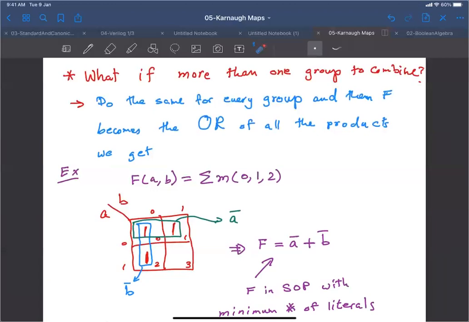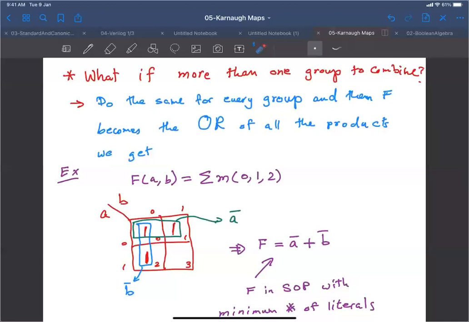Using these two rules, can I combine these three together? No. Why? It's not rectangular, and it's not a power of 2. I violated both properties here. So it is not going to work if you take, for example, 3 minterms together. It has to be a power of 2. For example, 4 is fine, 2 is fine, 1 is fine because 1 is 2 to the 0 as well.